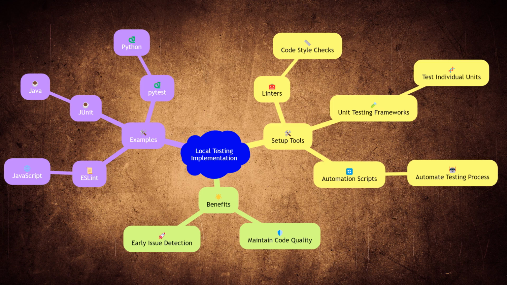Implementing local tests involves setting up tools and frameworks that allow developers to run tests on their machines. This step typically includes configuring linters for code style checks, setting up unit testing frameworks, and creating scripts to automate the testing process. By providing developers with the tools they need to run local tests, teams can ensure that code quality is maintained from the very beginning of the development process. Examples of tools for local testing include ESLint for JavaScript code style checks, JUnit for Java unit testing, and PyTest for Python testing.